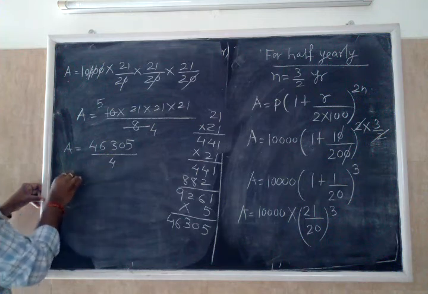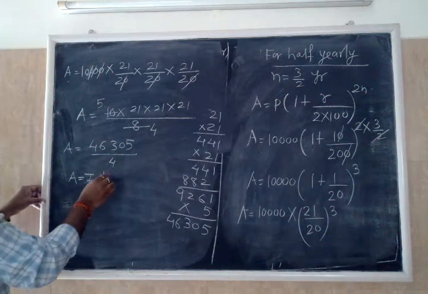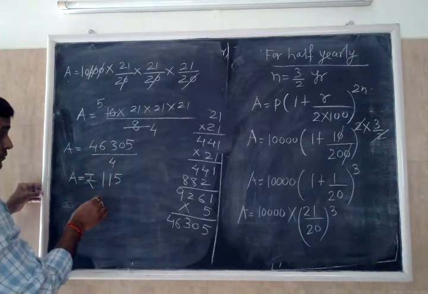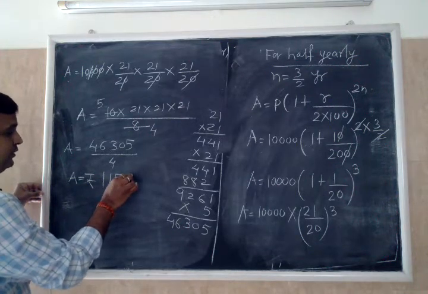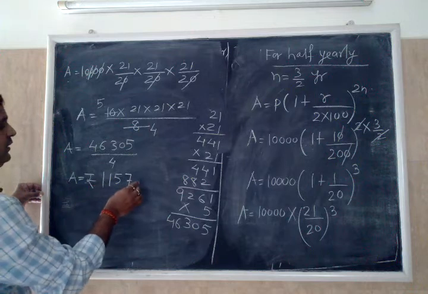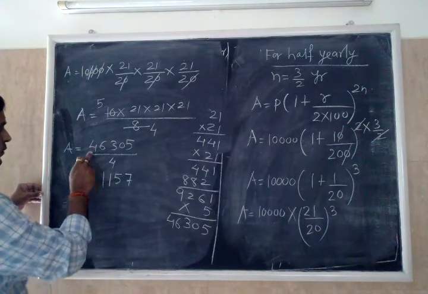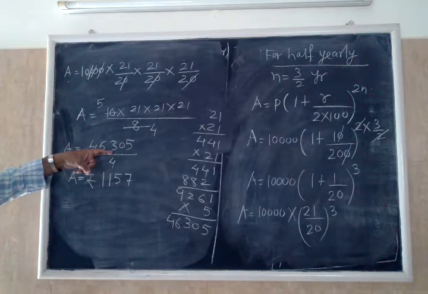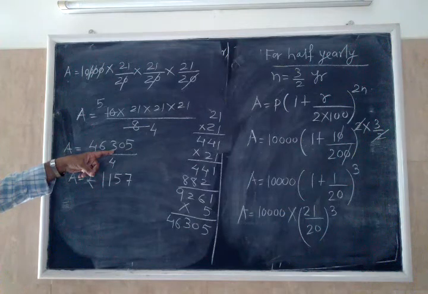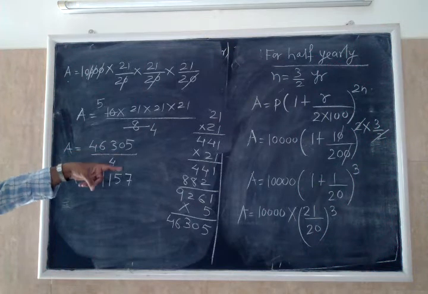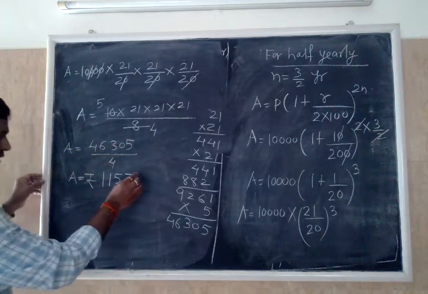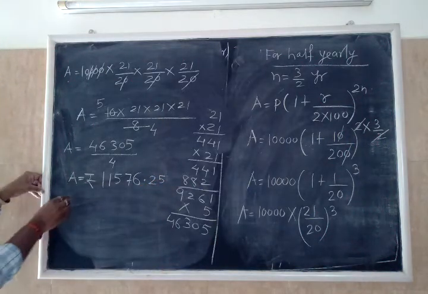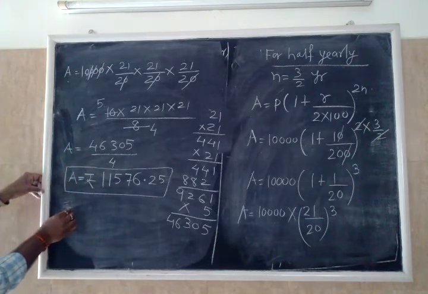Divide with 4. Let us divide with 4. So A is rupees, 4 ones are 4, 23, 4 5s are 20, then 30, 4 7s are 28, then 25, 4 6s are 24, then 10, 4 2s are 8, then 5. So the amount is 11,576.25.